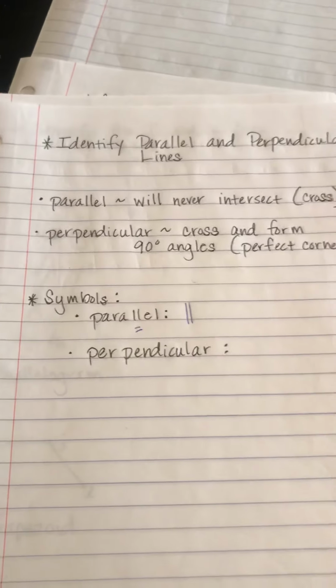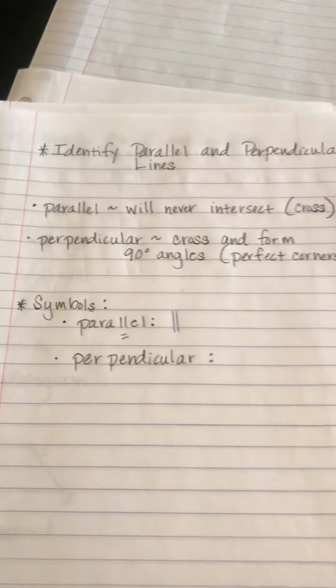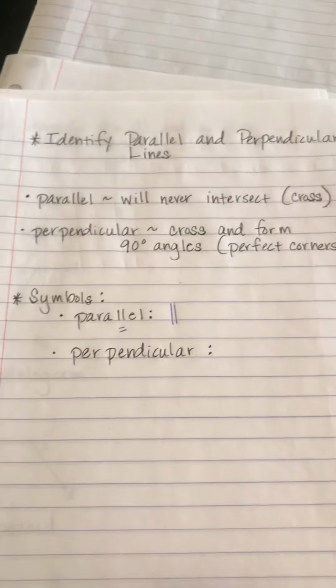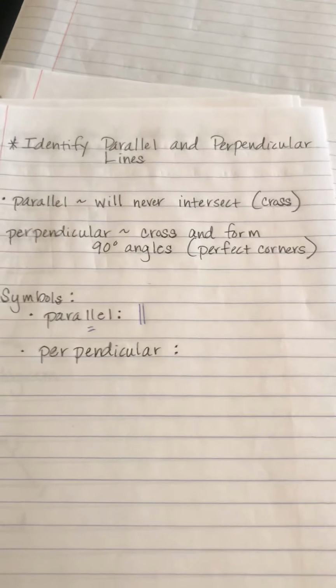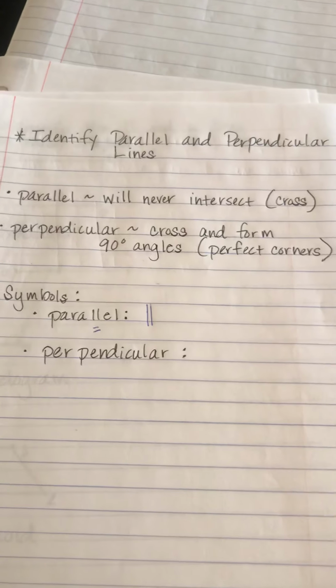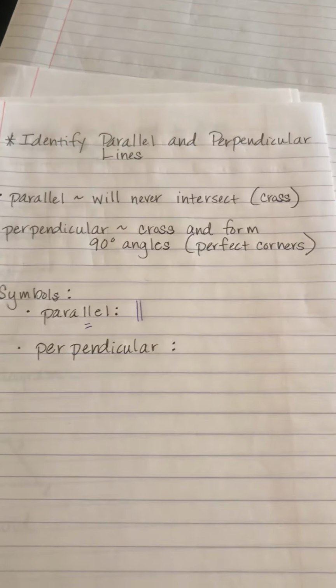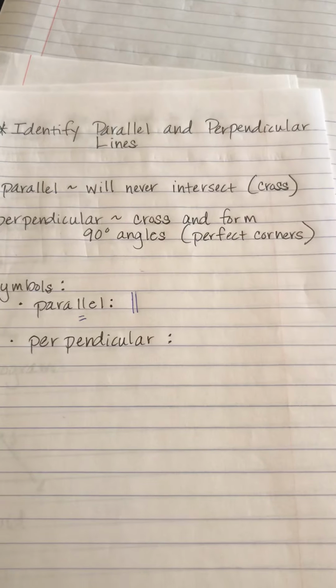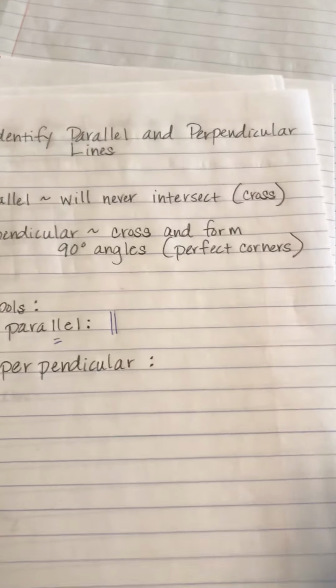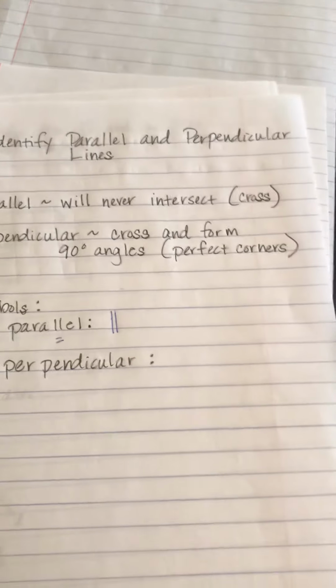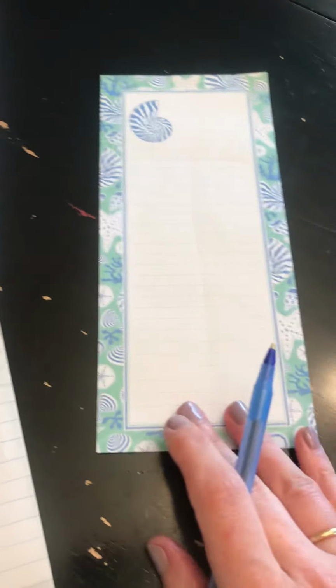Okay, now let's discuss perpendicular. Perpendicular sounds super scary and fancy, but all it means is that the lines cross each other, they intersect, and they form 90-degree angles where they cross. So where they crisscross, it's going to make perfect corners. So let's go back to our papers here.